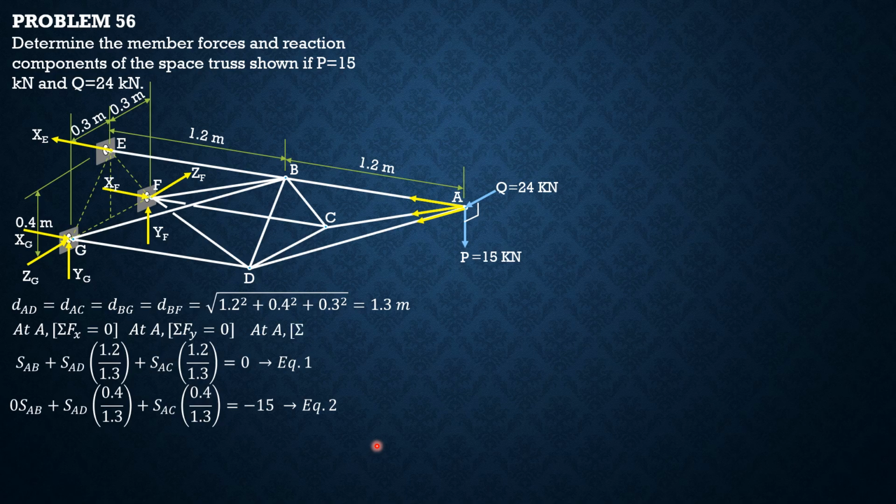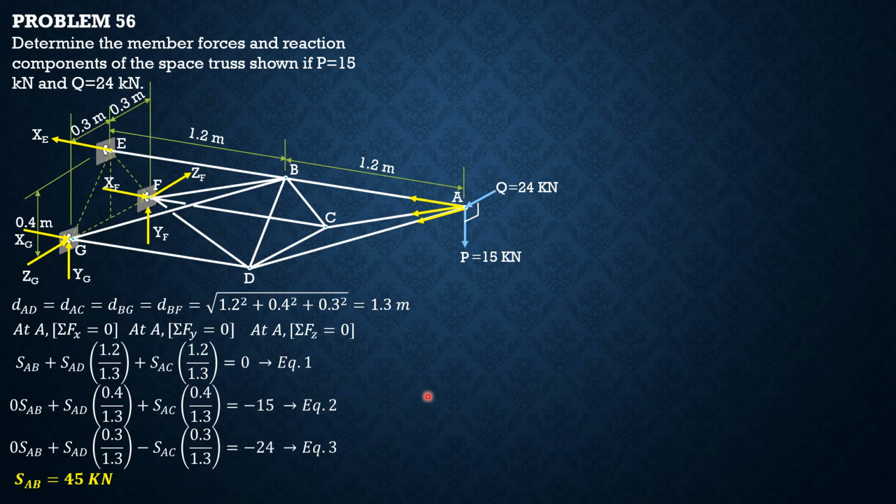And summation forces along Z equals 0, forward positive. So again, AB has 0 Z component plus SAD times 0.3 over 1.3 minus SAC times 0.3 over 1.3 plus 24 equals 0, or equals negative 24, equation 3. So solving equations 1, 2, and 3 simultaneously, we have SAB equals 45 kilonewtons, SAD equals negative 76.375 kilonewtons, and SAC is equal to 27.625 kilonewtons.